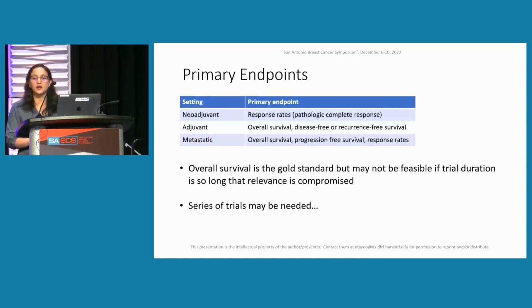In terms of primary endpoints, overall survival is the gold standard for our adjuvant and metastatic settings. In neoadjuvant settings, we would think about response rates, for example, pathologic complete response. Overall survival may not actually be feasible if the trial duration is so long that the relevance is compromised, so we'll often use other endpoints: disease-free survival, recurrence-free survival, progression-free survival, or response rates. Again, we might be thinking of a series of trials, not just one study, as I was showing earlier, increasing the level of rigor as we move forward.